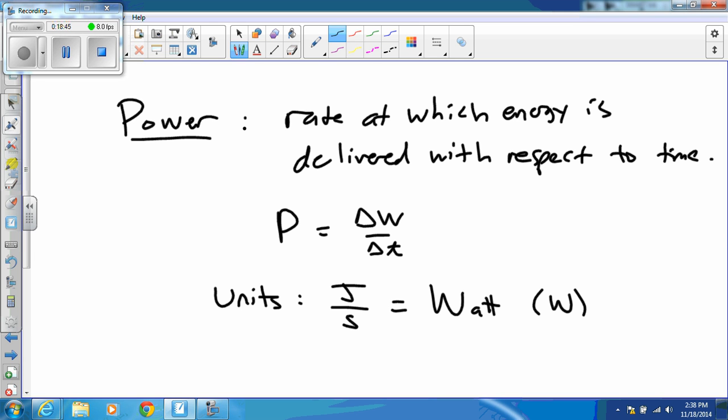You could measure your hair dryer in horsepower. A couple of horsepower for the hair dryer. Your central air conditioning is the thing that uses the most power in your house. 2,000 to 5,000 watts. That's a lot of watts.